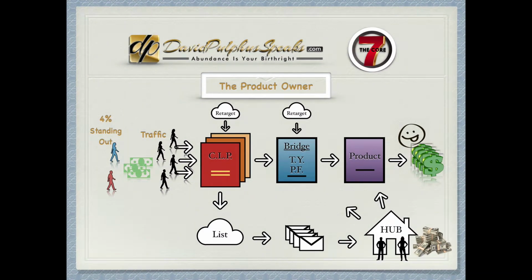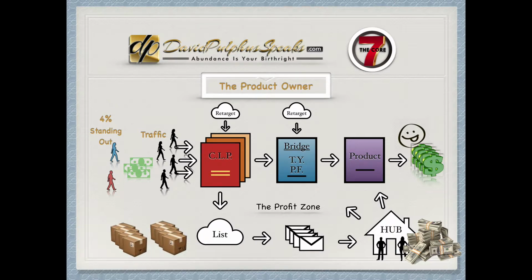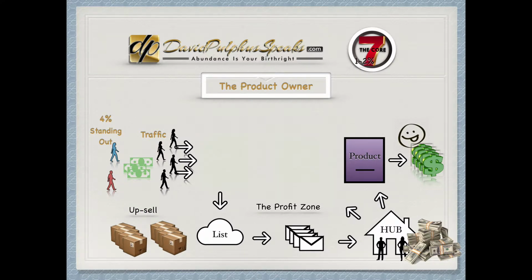So this is the view from the product owner. Your list, your most valuable asset. Okay, if you're doing the previous model, guess what? You're not building a list. What you are doing is building the product owner's list, and they have an email system that they're using to follow up, which is also called the profit zone. That is going to their direct corporate headquarters, which is their site. They're able to sell more products, which is called an upsell. And then guess what? You're still stuck in the model that we identify as the worst model, with your 1 to 2% conversion rate.